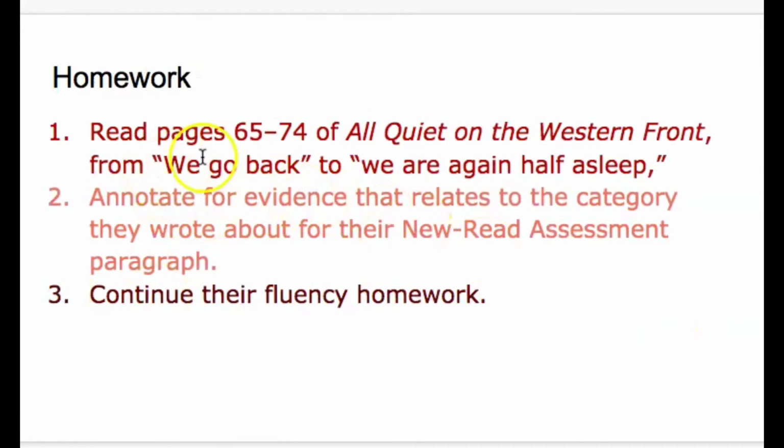For homework, I want you guys to read pages 65 through 74 of All Quiet on the Western Front. You're going to start at "We Go Back" and end at "We Are Again Half Asleep." I want you to annotate for evidence that relates to the category that you wrote in your new read assessment paragraph, and continue your fluency homework on the fluency handout 7A. Remember, guys, that you can write in these books, so if you want to highlight or make notes in there, that is okay.